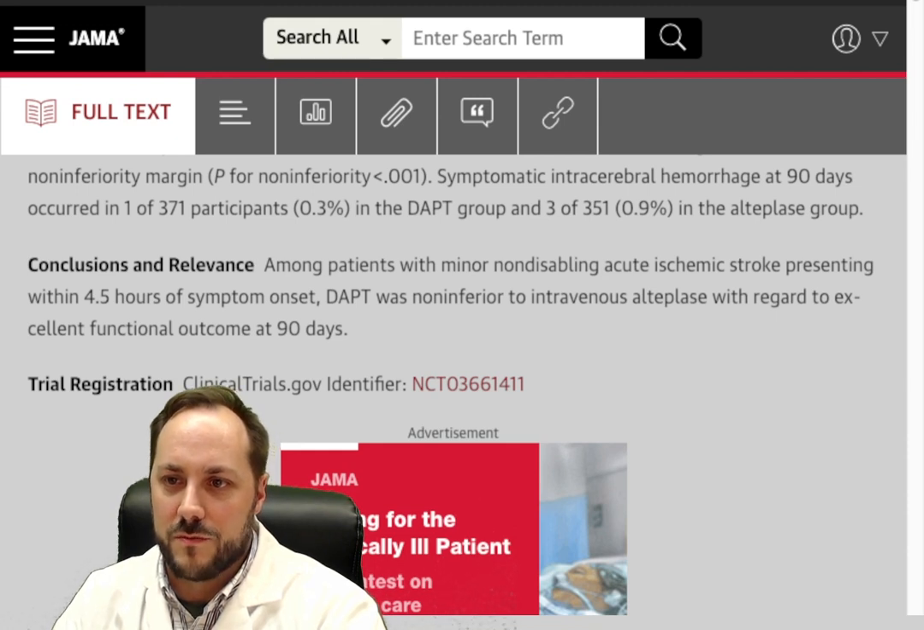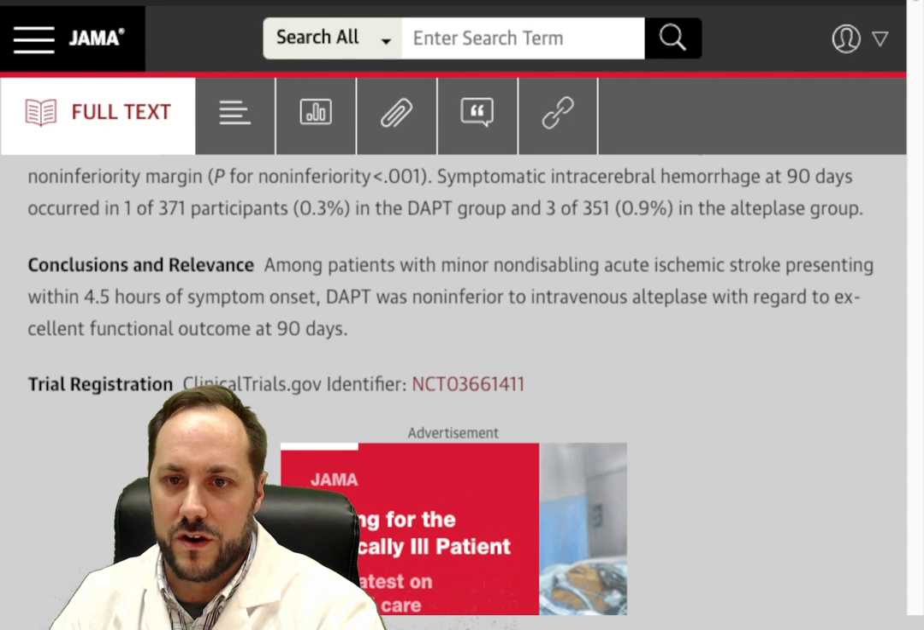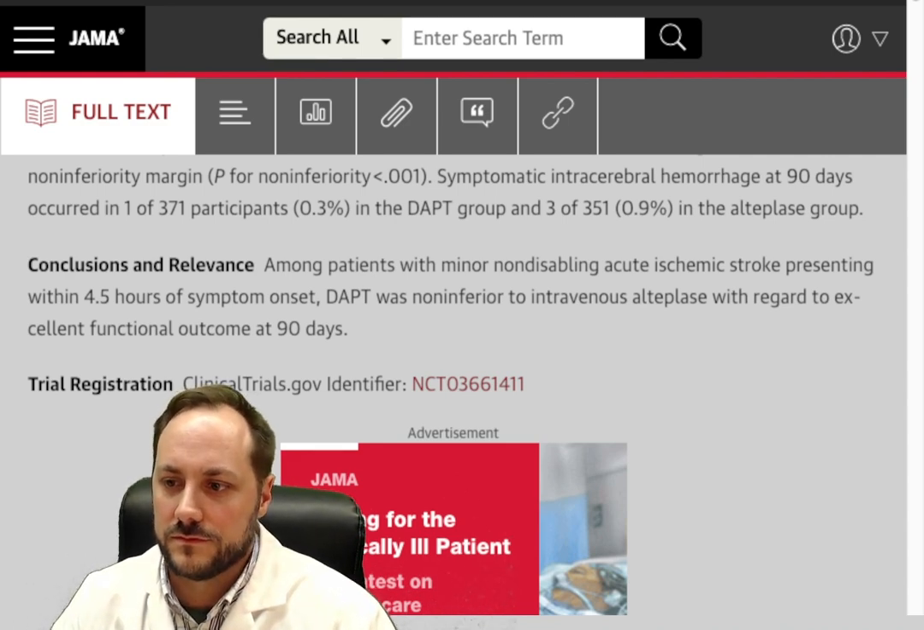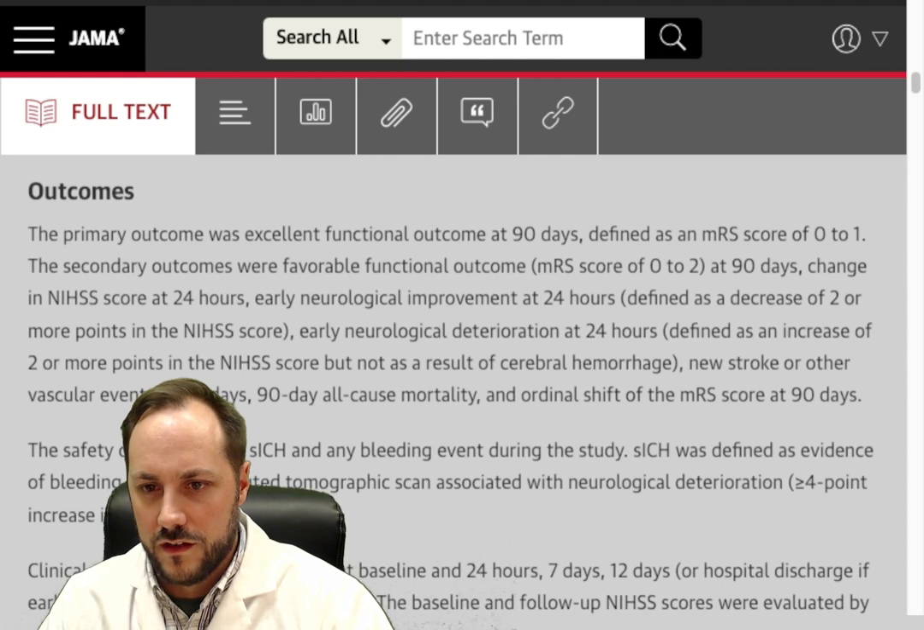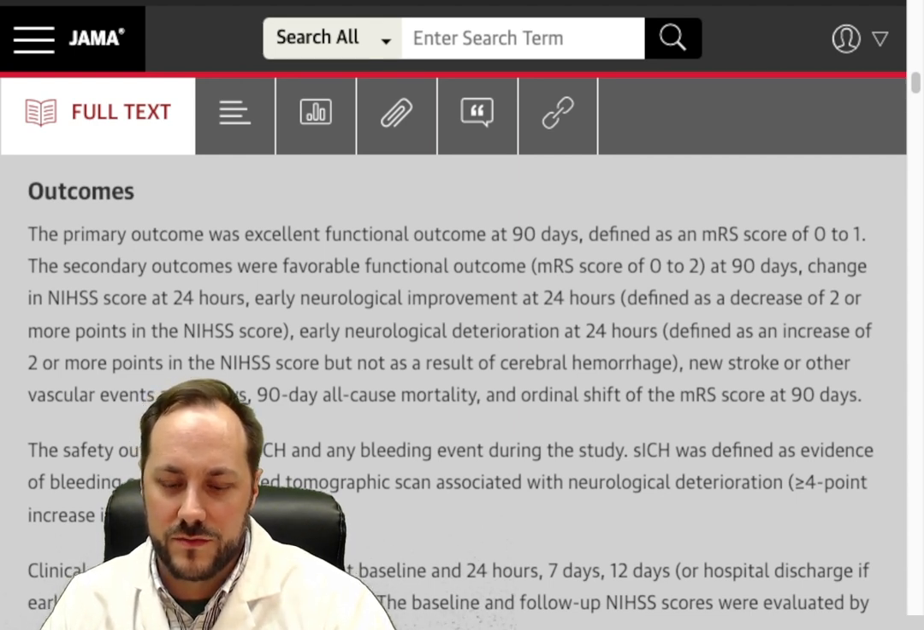Among patients with minor non-disabling strokes presenting within 4.5 hours of onset, dual antiplatelet was non-inferior to alteplase with regard to excellent functional outcome in 90 days. Okay, to make such a claim, I feel like we need to get into the details just a little bit here. So, what were the outcomes really?